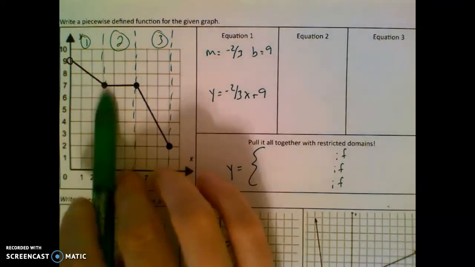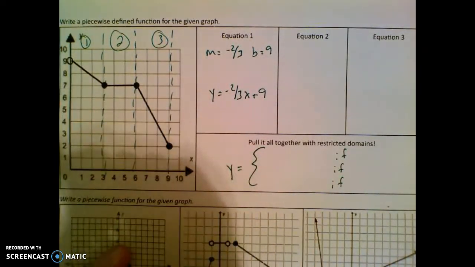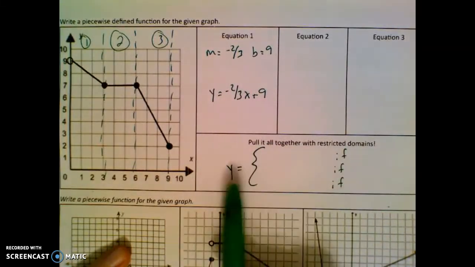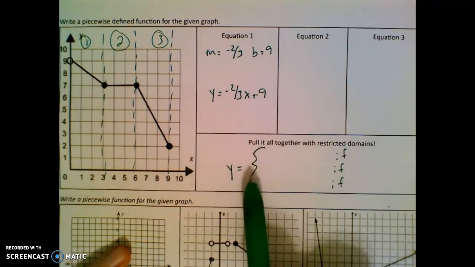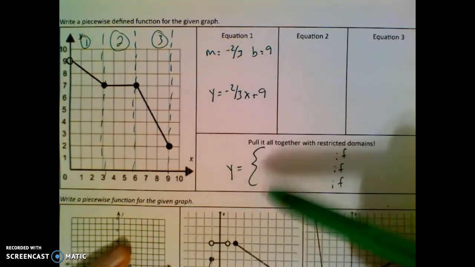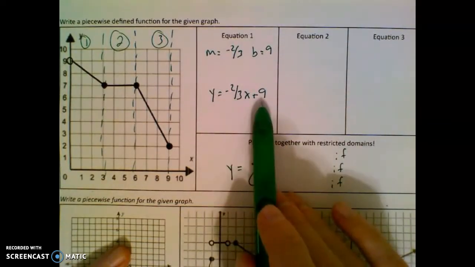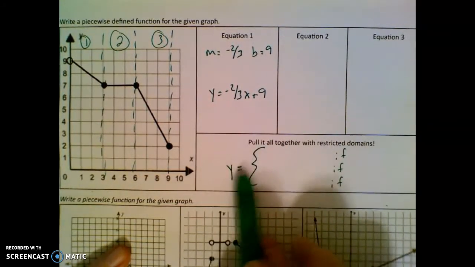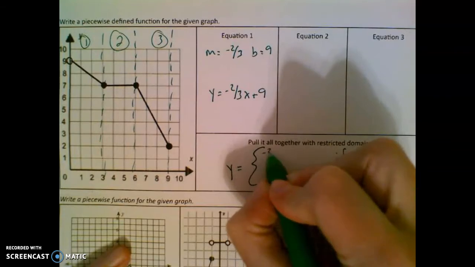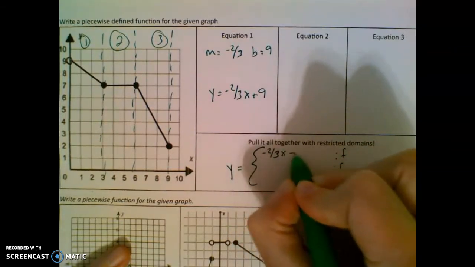If it's one of those ones that crosses the y-axis, it's super duper easy. I already went ahead and just pulled it all together. You literally just take each of these equations and fill them in, and then you put the restriction on that domain. So I'm just going to bring this equation down here. You don't write y equals here. It's y equals all of these things. So it's going to be -2/3 x plus 9.